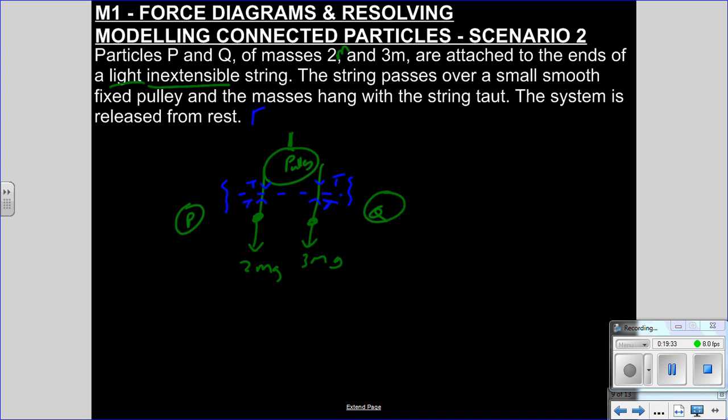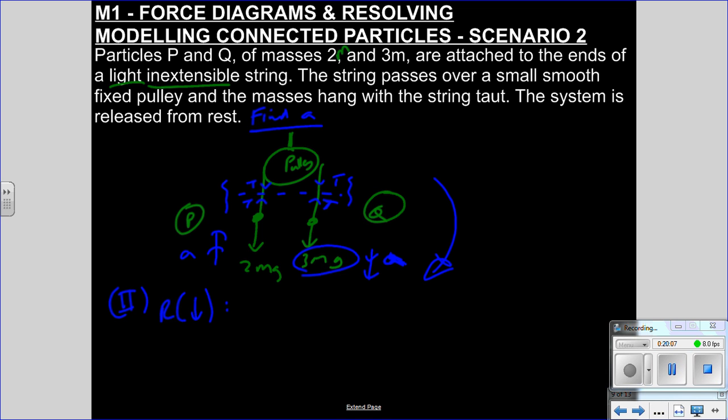The system is released from rest. So let's say we want to find acceleration. If we release both these particles from rest, what's going to happen? Well, Q is going to race down, isn't it? It's going to accelerate down because it's heavier, whereas P is going to race up with the same magnitude of acceleration. So let's use Newton's second law again, and let's resolve down, because our direction of motion in the end is going to be down, okay?